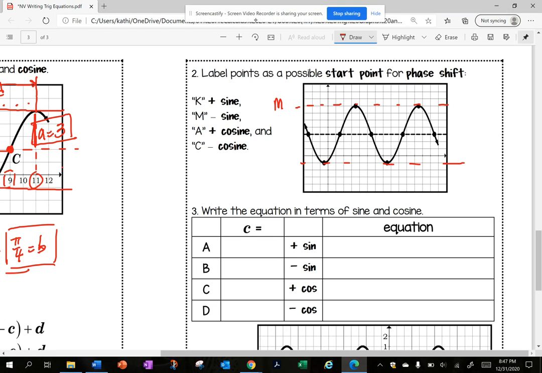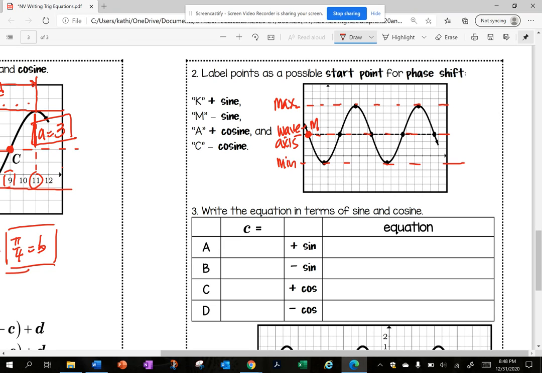Okay, so I just kind of like to start out and frame my wave. Here's my maximum, here's my minimum, and here's my wave axis. Okay, so if I'm starting here at this point, I'm on the wave axis, so I know I'm either a positive sine or negative sine. Since I'm going to a minimum first, this is going to be a minus sine, so I'm going to call this M. Can you label the rest of the points as a K, an M, an A, or a C? Okay, pause the video.